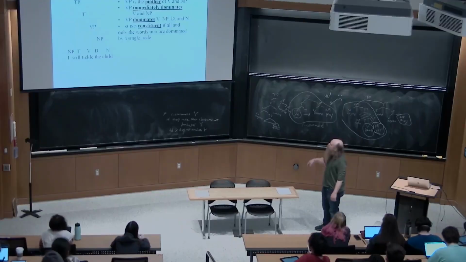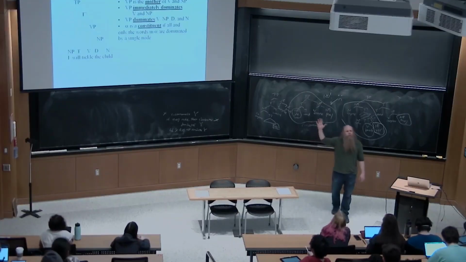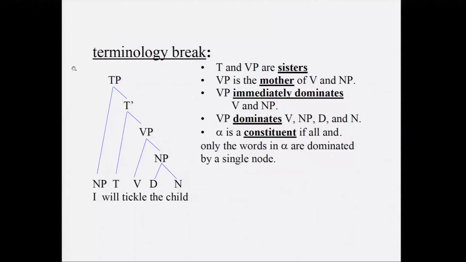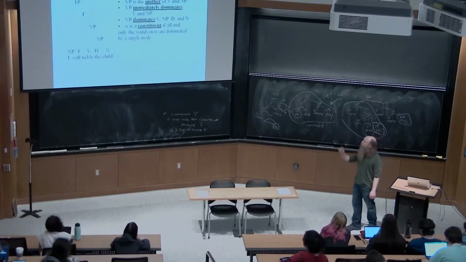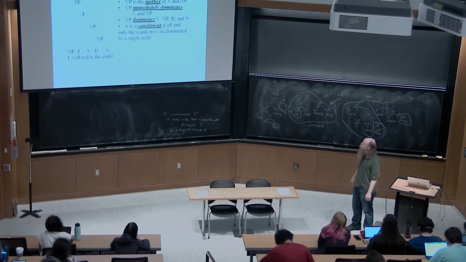Okay. This is a slide we saw before. This is just to remind you of a bunch of terminology. Some of it I've been using as we've been talking. So just to remind you, when we're talking about trees, we standardly use feminine kinship terms to talk about relations between parts of trees. So we talk about sisters, which are two things that were merged to form a node. So for example, the D, the, and the N, child, those are sisters. The V, tickle, and the noun phrase, the child, those are sisters in this tree.